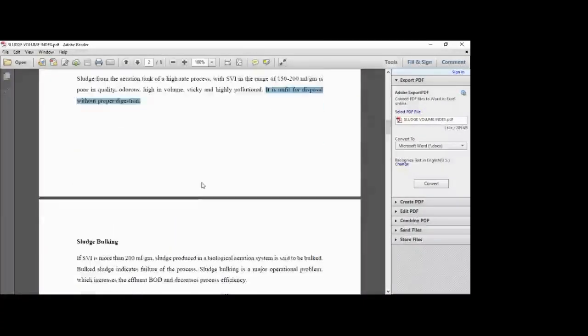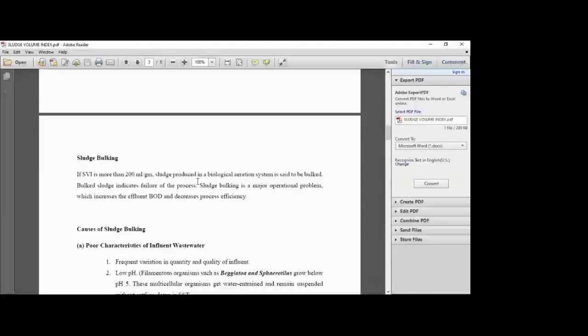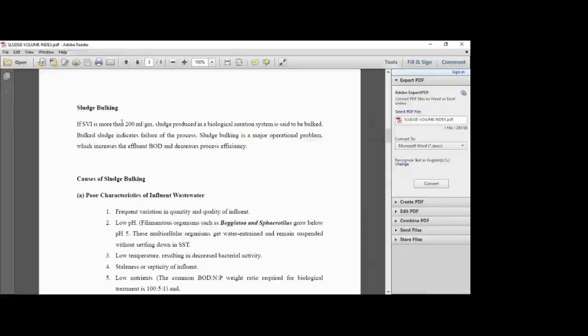Now, though this appears to be very simple, there are a lot of processes in which sludge bulking can take place. Sometimes your SVI value may be more than 200 ml per gram, right? We normally expect the SVI value in the range of 100, or in the range of 25 to 50. But in many cases the SVI value is more than 200 ml per gram. That means a very high volume is required for settlement of 1 gram of sludge. So the sludge produced in the biological aeration system is said to be bulked, and that operation is called sludge bulking. It is not good to have sludge bulking in your STP, right?